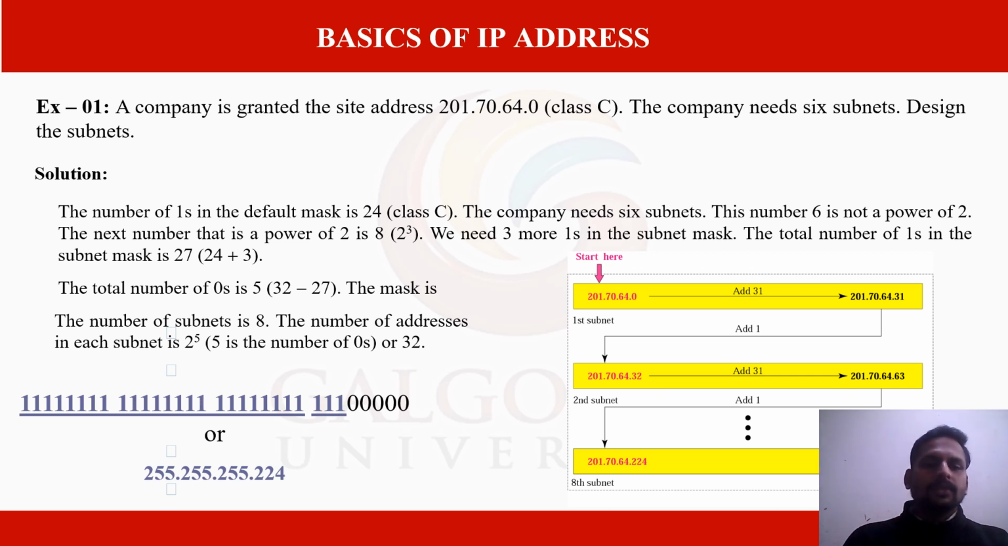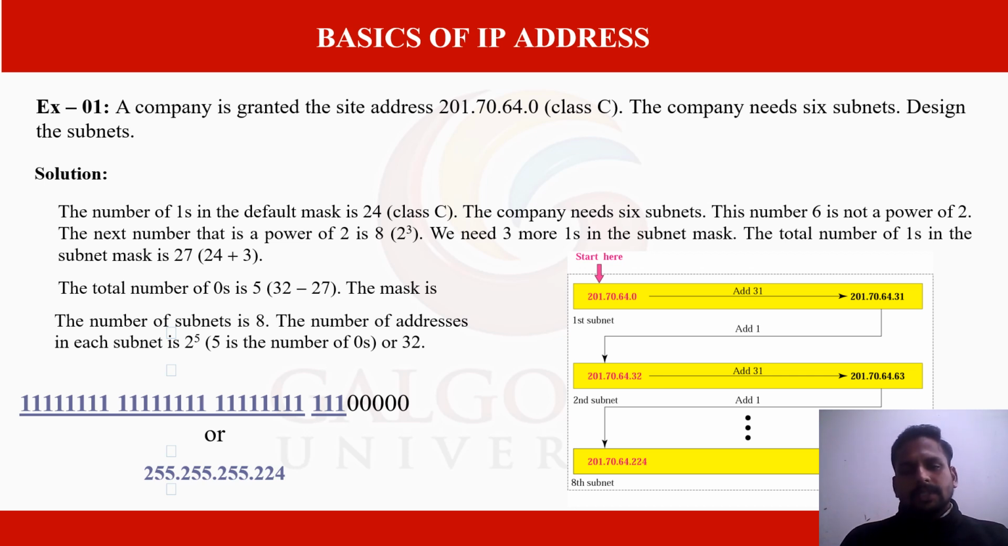In the solution you see the number of ones in the default mask is 24, because the class is C. We know that the class C network ID is 255.255.255, right? So the first 3 octets are occupying the network ID. First 3 octets means it is 24 bits. So the rest we have to borrow from the host ID only. That's what they are doing. So how many bits we need to borrow from the host ID, that we need to calculate.